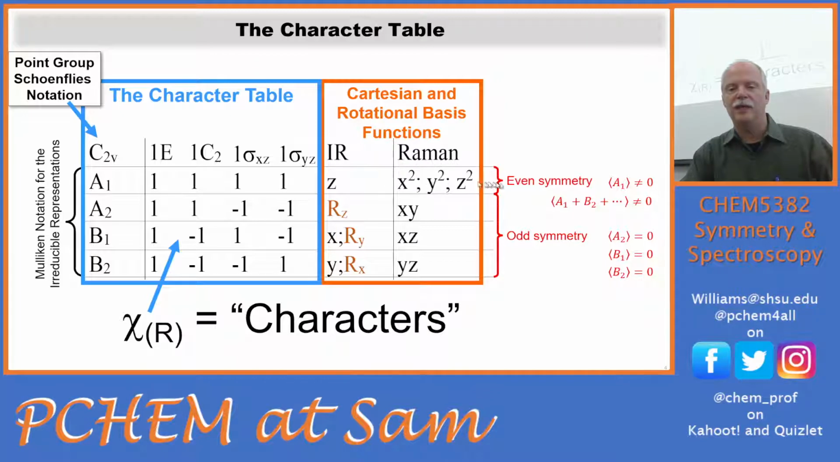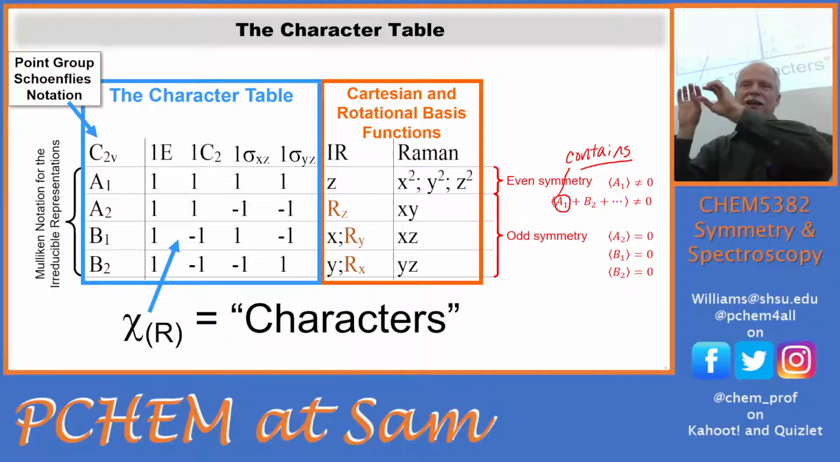And then again, this top row is even, and so any integral over all space that has A1 in it will be non-zero, even if it's a sum. So if you end up after several direct products ending up with a sum here, as long as the integrand contains A1, it contains A1, therefore it's non-zero. And you can think about this as an integral. If it's an integral of a sum of functions, then you can take that integration of each part of that sum. And the one that is the A1 part, that's the non-zero part. The integral of the B2 part is going to be zero.